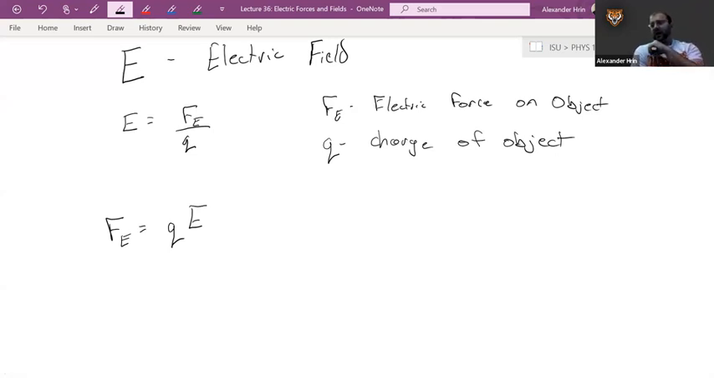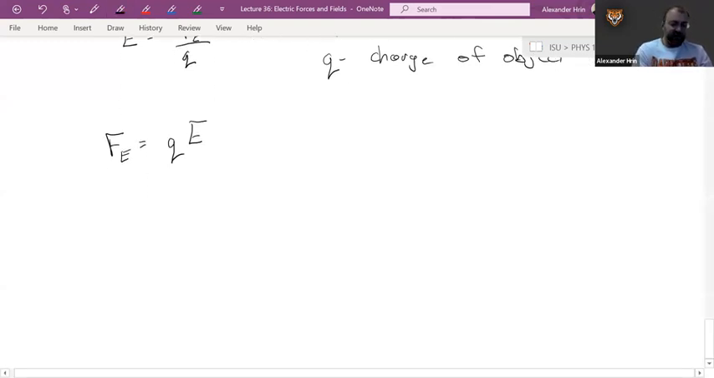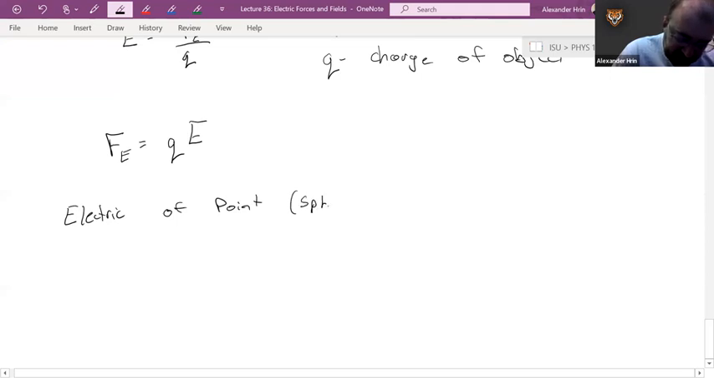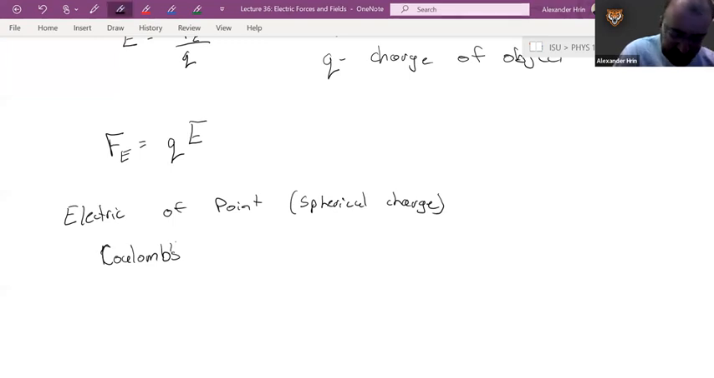All right. Now, the next equation I wanted to talk about is the electric field of a point charge or a spherical charge. It can just be done with Coulomb's law. It's just slightly reformulating Coulomb's law such that it's a field, not a force.